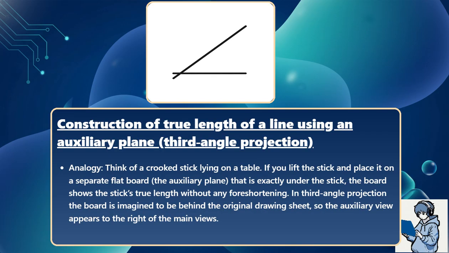Analogy: think of a crooked stick lying on a table. If you lift the stick and place it on a separate flat board, the auxiliary plane that is exactly under the stick, the board shows the stick's true length without any foreshortening. In third angle projection, the board is imagined to be behind the original drawing sheet, so the auxiliary view appears to the right of the main views.